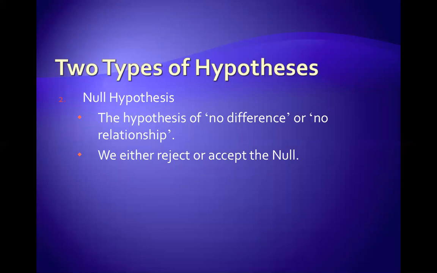I'm not going to mince words, but basically what I want you to know from this class is that when you reject the null, that means that the research hypothesis has found significant differences or relationships. And when you accept the null, that means that there are no differences or relationships found in the study. So there's that.